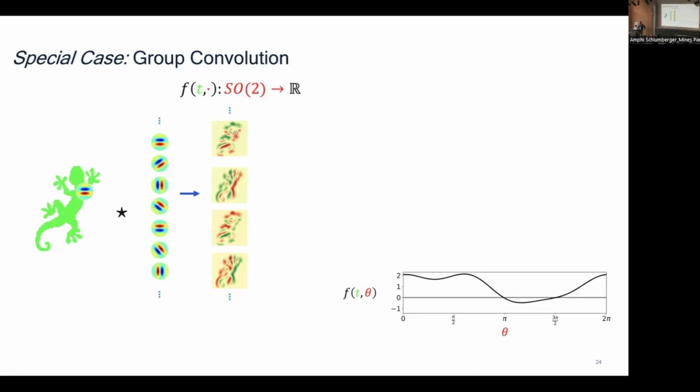Then at each location t, so each pixel, we have essentially a continuous function over the angles theta between 0 and 2 pi. This is a continuous function living in an infinite dimensional space. How do we parameterize such functions?